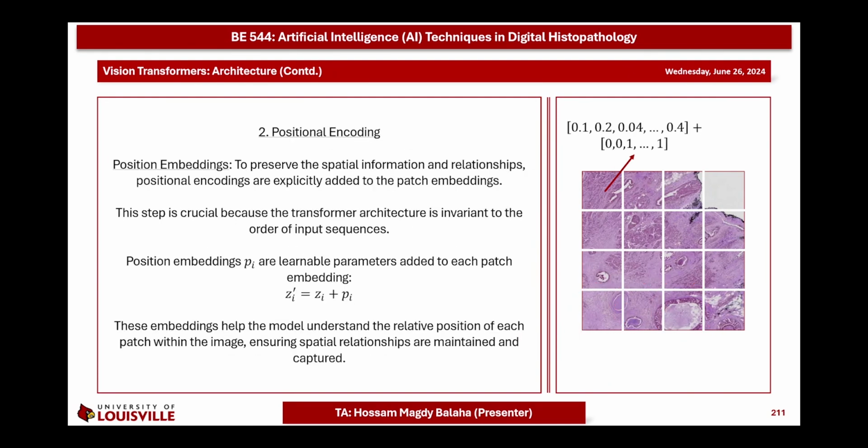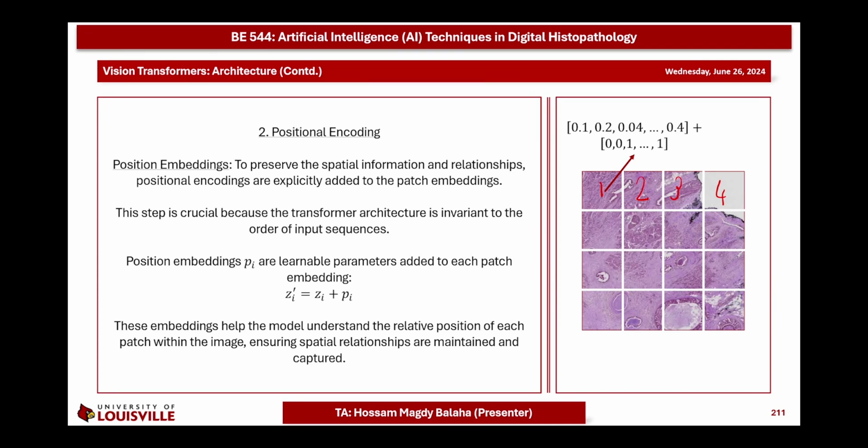After splitting the image into smaller patches, positional encodings are explicitly added to the patch embeddings. This is to preserve the spatial information and relationships between the patches. So each patch can get a number, for example, this 1, this 2, this 3, 4, and so on. This step is crucial because the architecture is invariant to the order of the input sequences. So the order is added explicitly to the patch embeddings.